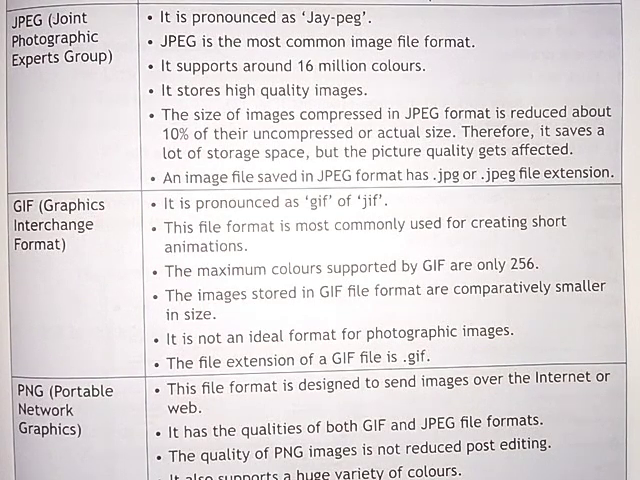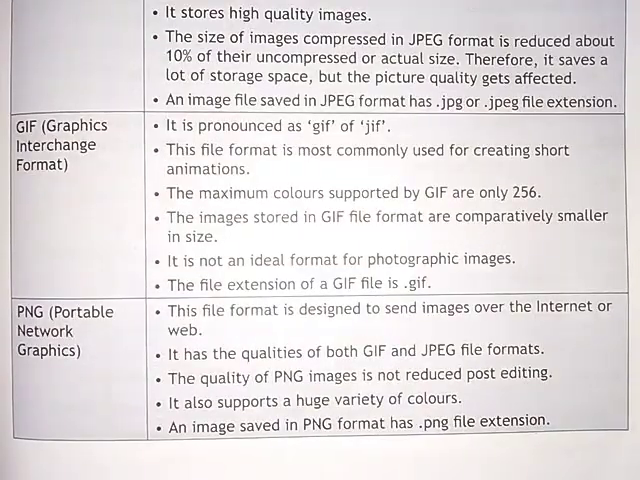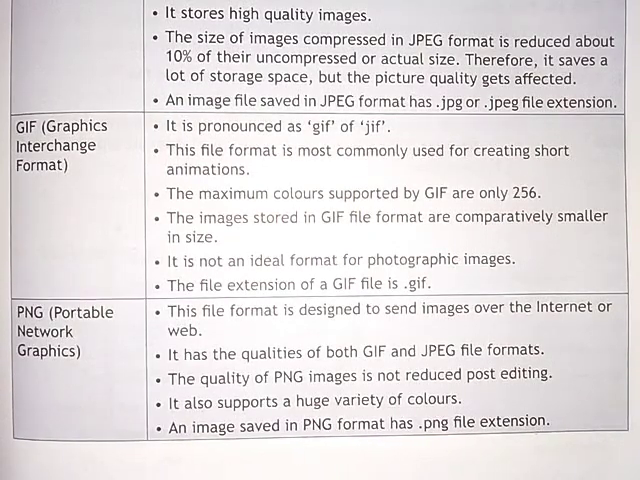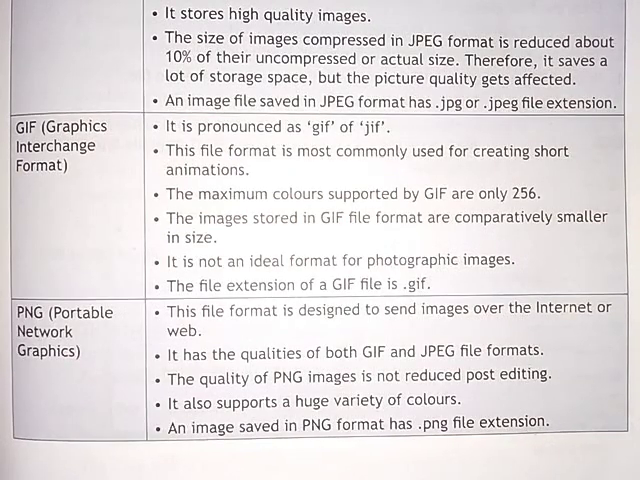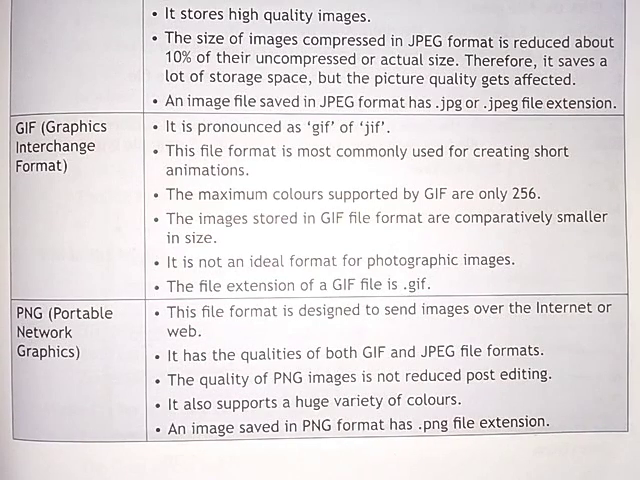An image file saved in JPEG format has .jpg or .jpeg file extension. GIF. It is pronounced as GIF or JIF. This file format is most commonly used for creating short animations. The maximum colors supported by GIF are only 256. The images stored in GIF file format are comparatively smaller in size. It is not an ideal format for photographic images. The file extension of a GIF file is .gif.